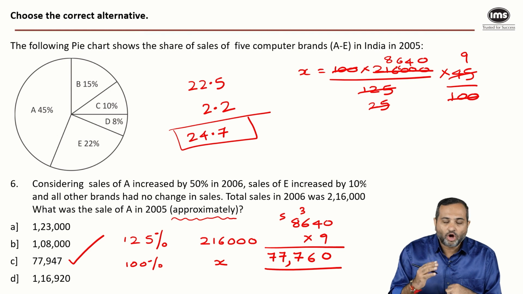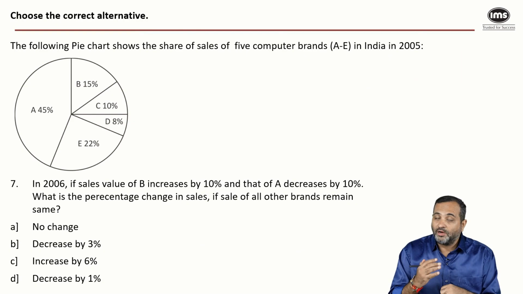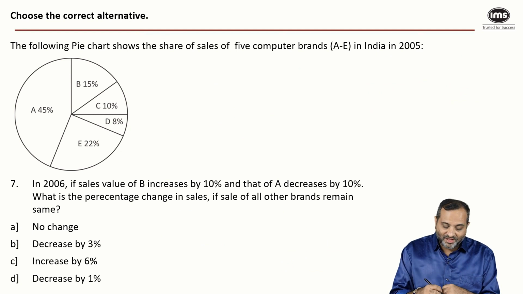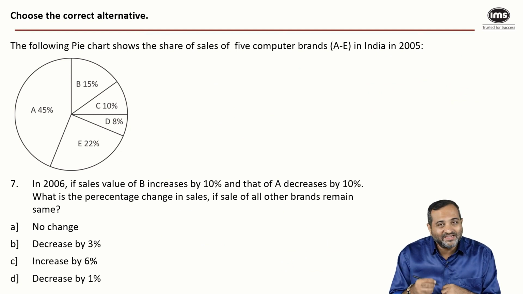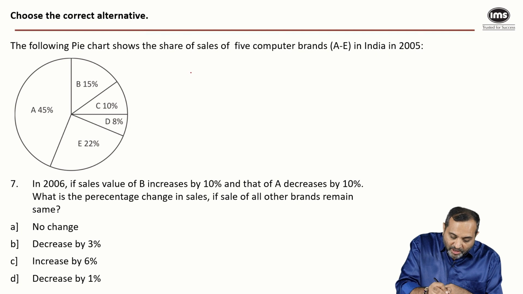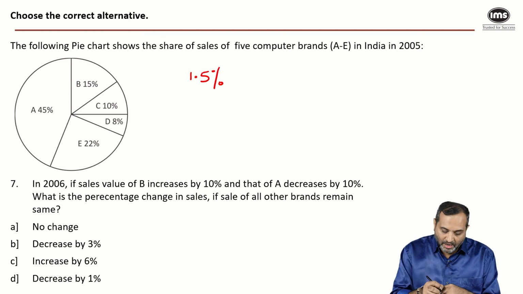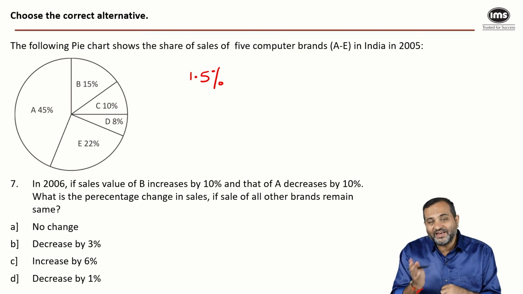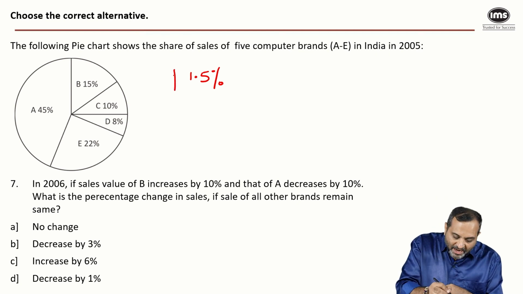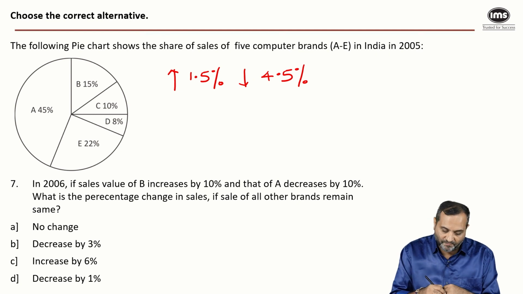So answer option C. Let's look at the next question. In 2006, if the sales value of B increases by 10%, B is 15%, so it should increase by 1.5%. And that of A decreases by 10%. So B has increased by 1.5, A has decreased by 10%. So 10% of 45 is 4.5.